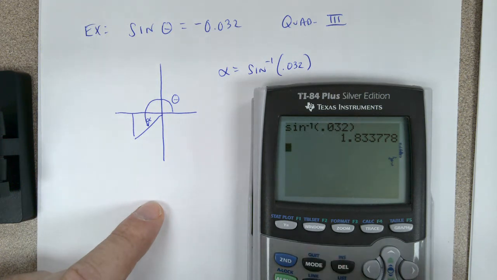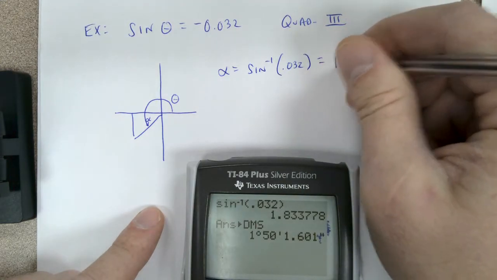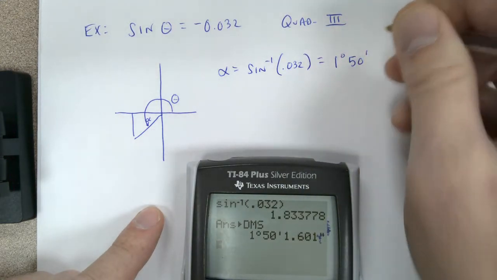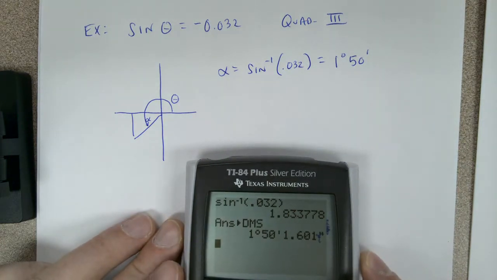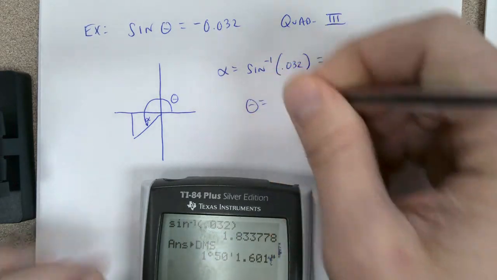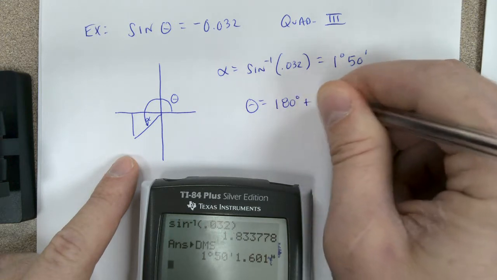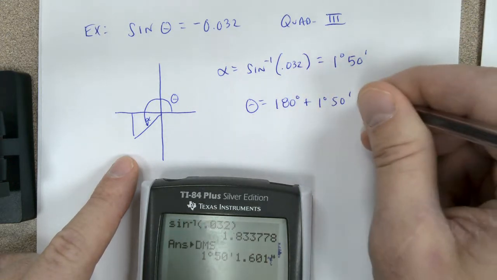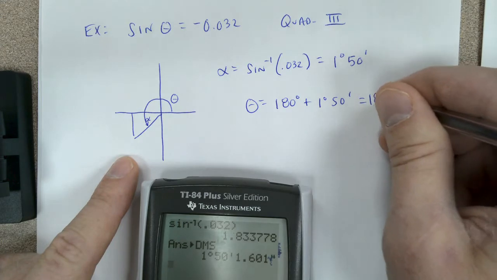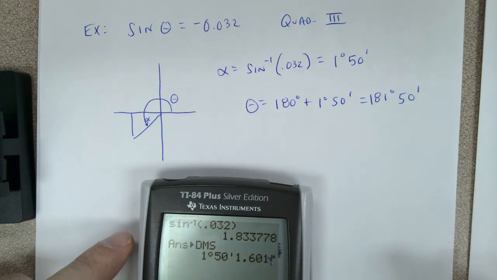So to do that, I'm going to hit second angle, go down to 4, and hit enter. That tells me that alpha is equal to 1 degree, 50 minutes. Now, that's alpha. To find theta, remember in the third quadrant, I have to take 180 degrees plus that 1 degree, 50 minutes. That's going to tell me that it's 181 degrees and 50 minutes for my theta.